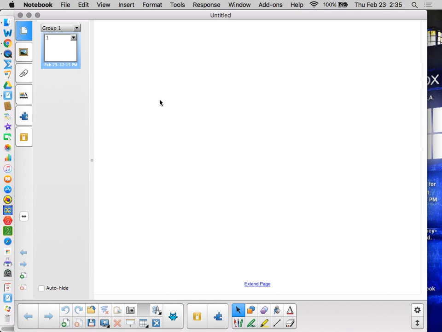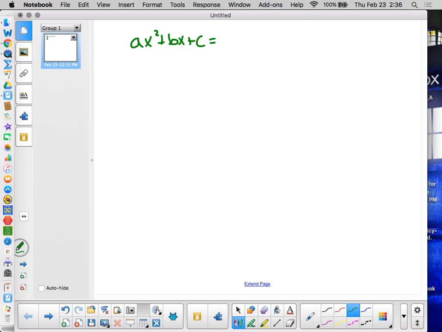In today's review of factoring, we're going to look at factoring with a leading coefficient that is not 1. So something like ax squared plus bx plus c equals 0, where a does not equal 1. Okay? So this is a little bit different process.